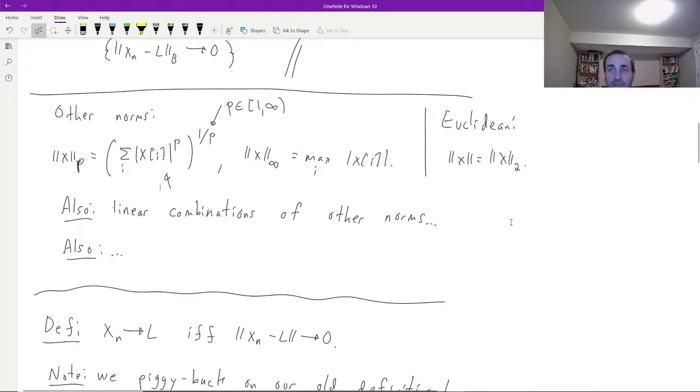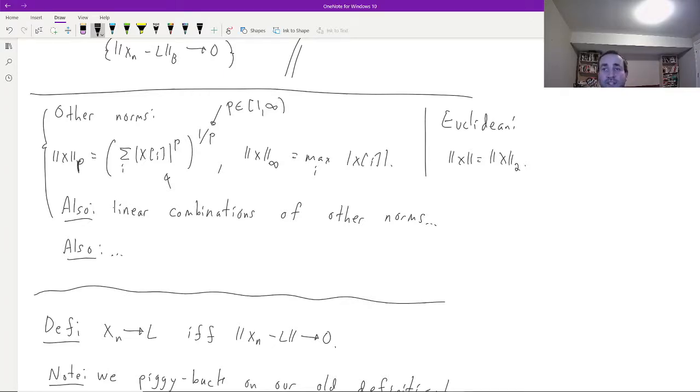Furthermore, if you have some other norms that you've written down, linear combinations of those norms are norms as well, and there are lots of other places that norms come up. Okay, so there are a lot of norms sitting out there. These norms here are the most common in analysis and really the only ones that we're going to be using.